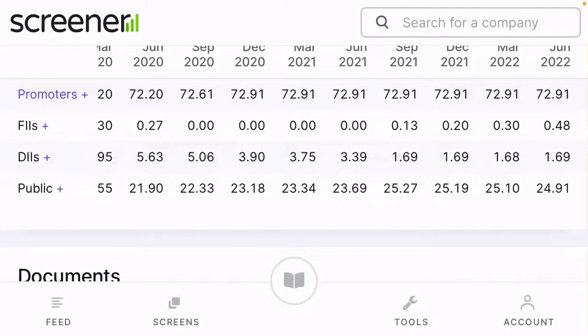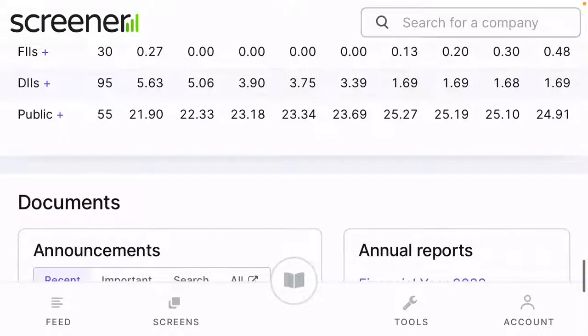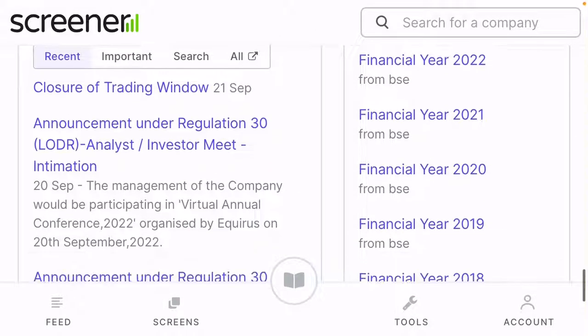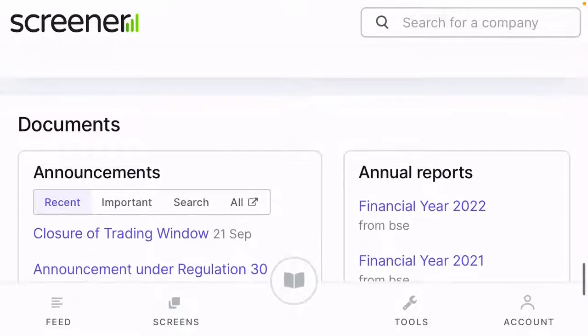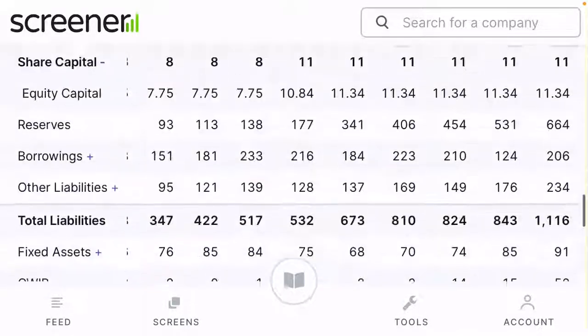DII also has some holding there, but public is increasing their position from 22% to now 25%. Actually an excellent sign, as retail participation is increasing. They are thinking that the company has very good solid fundamentals.